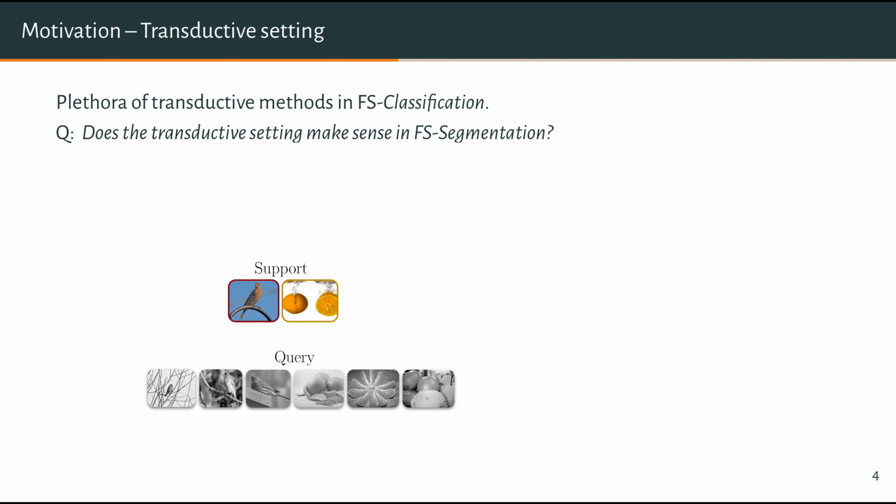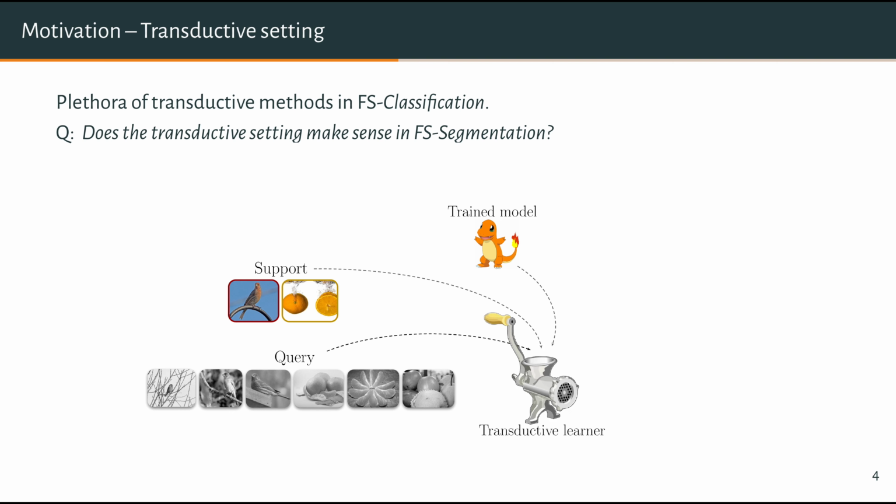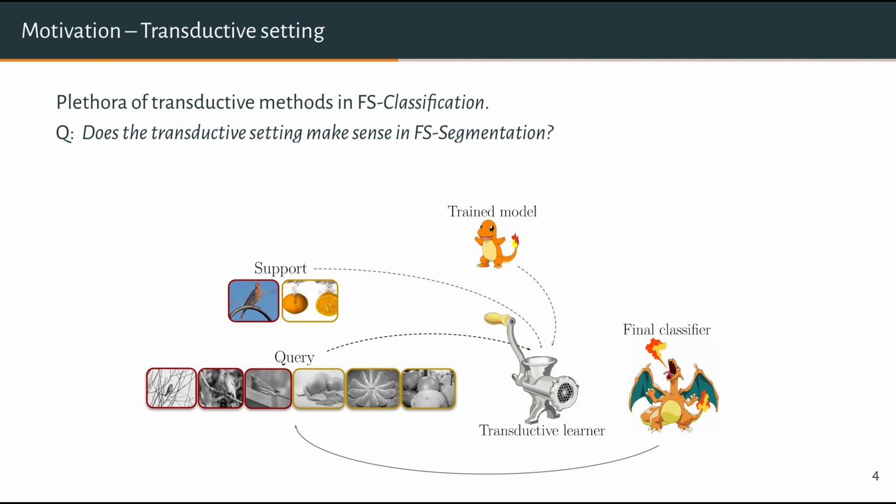So here is a typical few-shot classification task with the labeled support samples and unlabeled query images, and a pre-trained model. So essentially what the transductive learner does is take those three elements as input and produce a final classifier for this task that can then make predictions for the query set. So if you paid attention, we are here assuming access to the full query set prior to building the classifier, which can be deemed unrealistic in some applications.